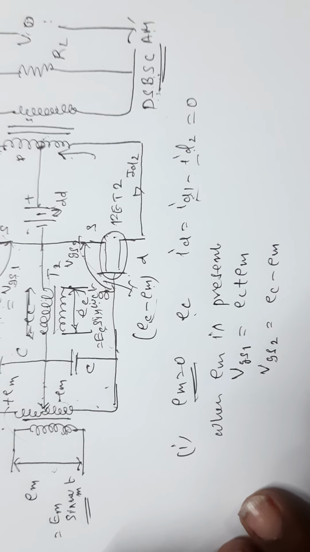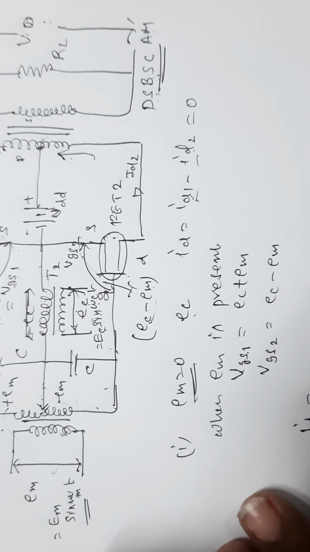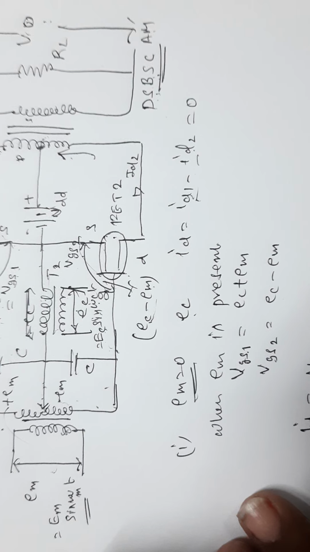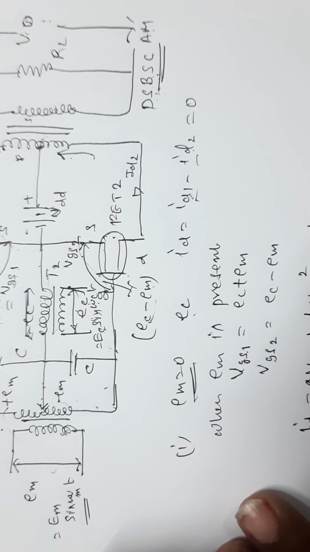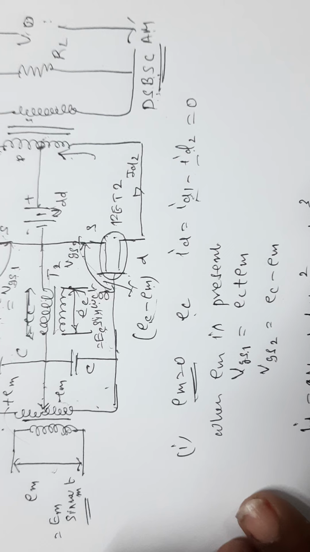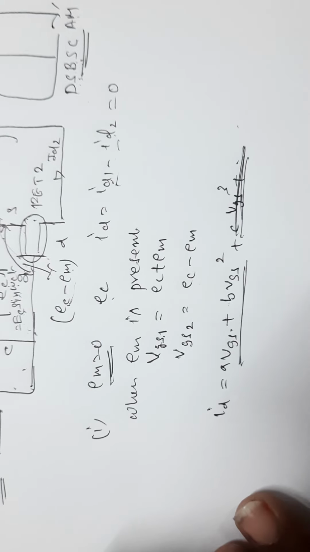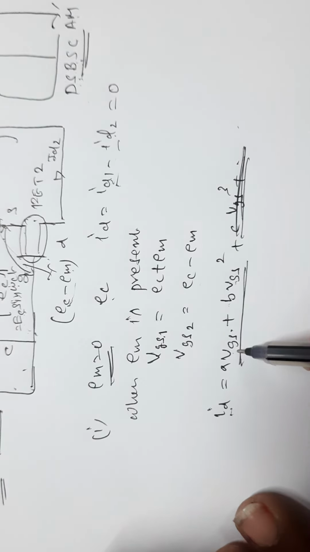Now, the drain current ID in terms of gate source voltage is given by ID is equal to some constant times VGS plus some constant times VGS squared plus C into VGS cube plus etc. Higher terms are very small, you can neglect them. Consider only the two terms. This is the equation between drain current and gate source voltage.